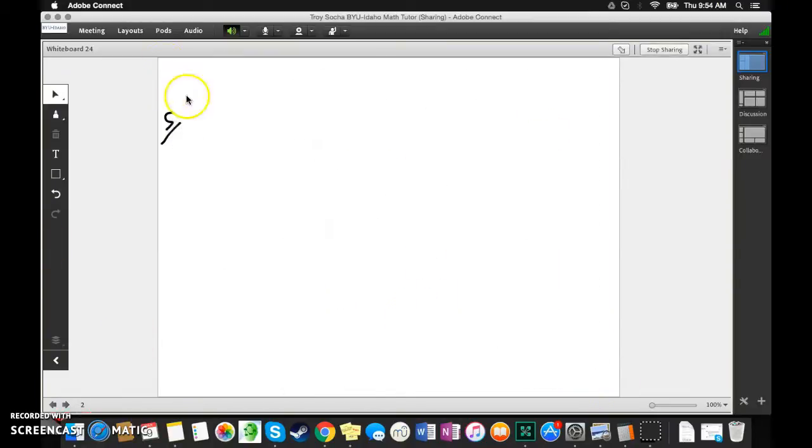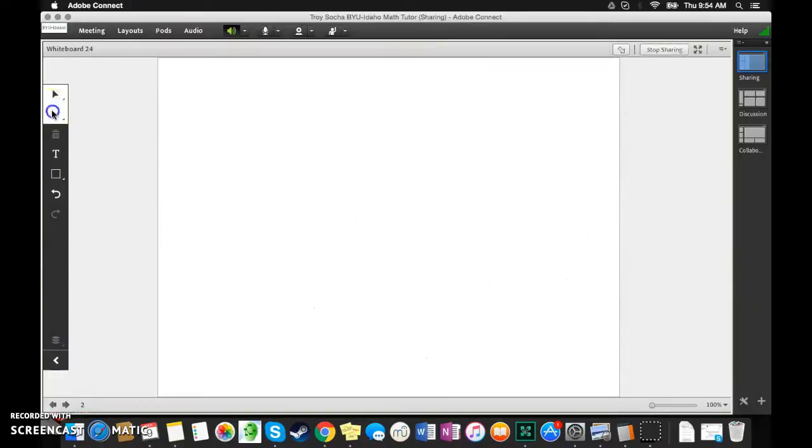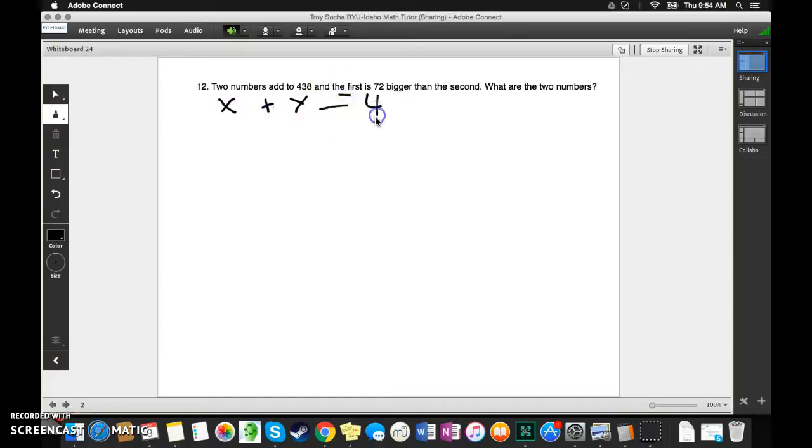Let's look at another problem from here. Let's go into one that delves into more of a word problem. So two numbers add to 438, and the first is 72 bigger than the second. What are the two numbers? Okay, so what we know is we have two numbers. We'll just call this one x and this one y. X plus y both add to 438.